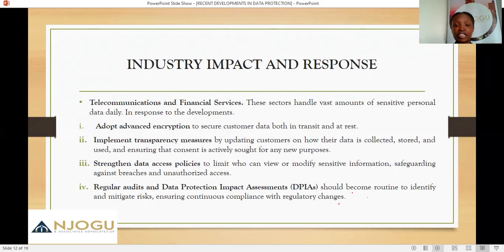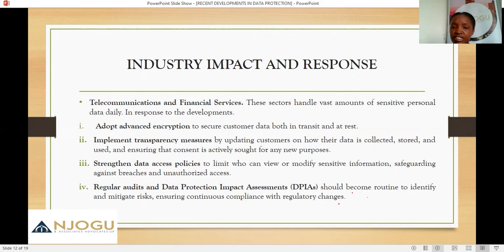First, for telecommunications and financial services, which is a major sector where we are seeing a lot of these claims, these sectors handle vast amounts of sensitive personal data daily. In response to the developments that are happening, here are some of the things they can do. One, adopt advanced encryption. This is to secure customer data in transit and at rest. And we remember the first case that we dealt with. How is my data, as part of your client and your insurance agency, being transferred to a third party I'm not aware of, and I'm getting messages?